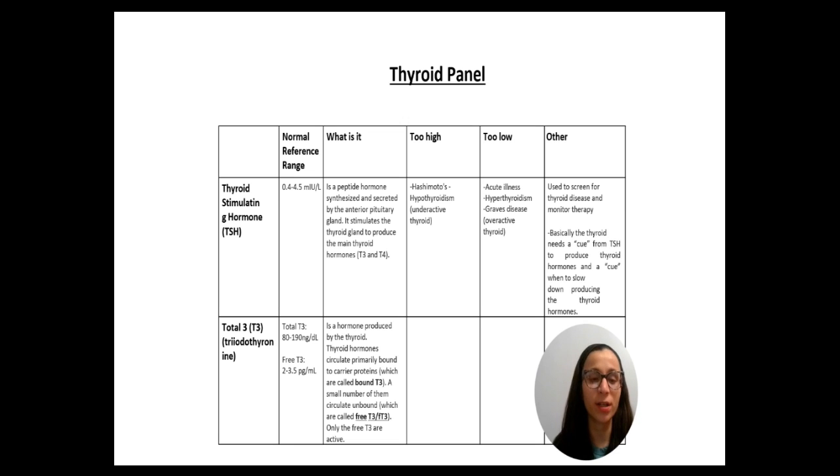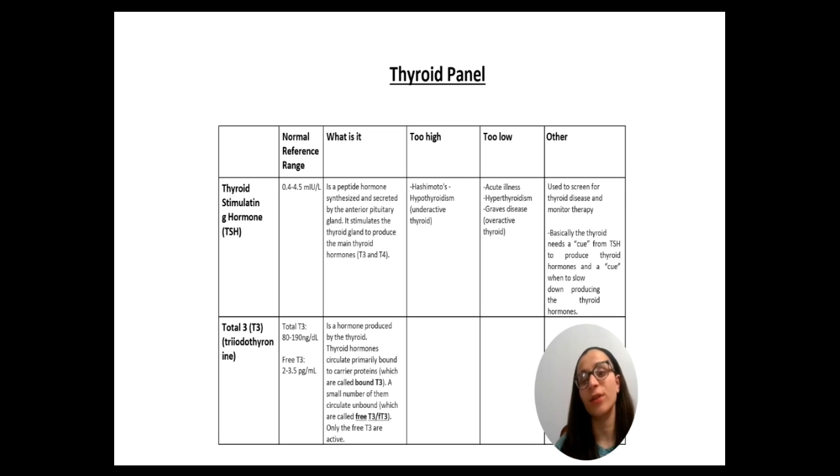The thyroid hormone we're going to start with is TSH. TSH is a peptide hormone that is synthesized and secreted by anterior pituitary gland. So if there's a problem with the pituitary gland, there's going to be a problem with your TSH. What it does is that it stimulates the thyroid gland to produce the main hormones, which is T3 and T4. The main thyroid hormone, which is T3 and T4, is like the messenger when it's too low or too high. So if the thyroid hormones are too low, the TSH is going to be high because it's going to go ahead and tell the thyroid hormones to produce more. If the thyroid hormones are too much, it's going to go ahead and tell the thyroid hormones to slow down.